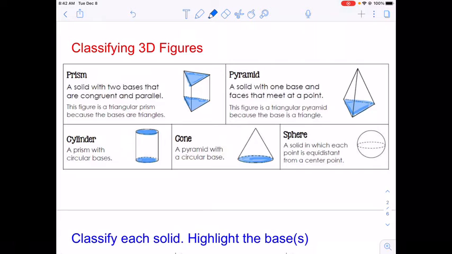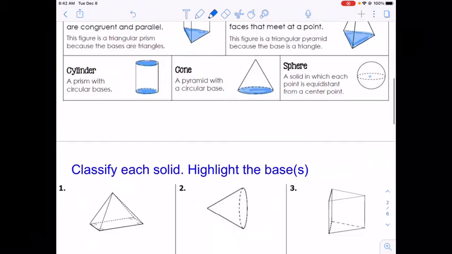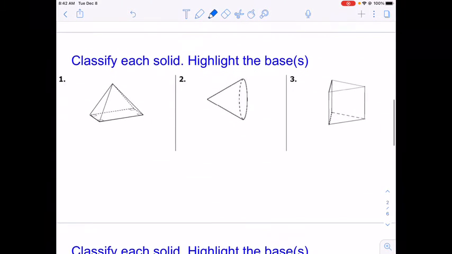It has a point in the middle here, and it's the same distance away from everything, kind of like the center of a circle. There's a center of a sphere. So let's look at identifying each solid and then highlight the base. So let's take a look at our base here. Our base is a rectangular shape.